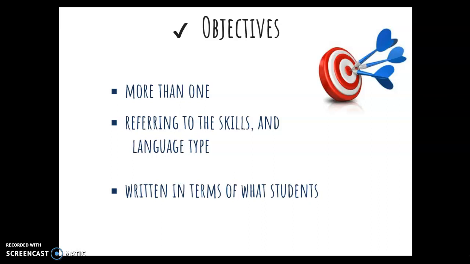Of course, when we speak about objectives, we speak about what students are going to achieve, not what the teacher is going to do. We will never write an objective by saying the teacher will explain, because that would not be an objective for my students. We generally start objectives by saying, by the end of this class or by the end of this lesson, the students will be able to, and then we write what we expect from our students to do at the end of a class.